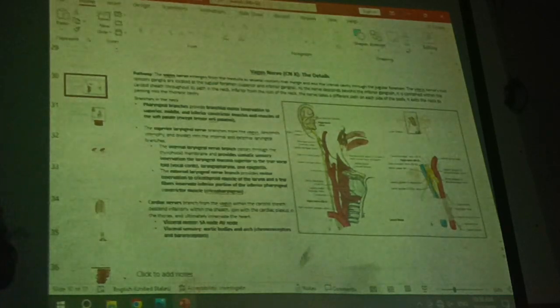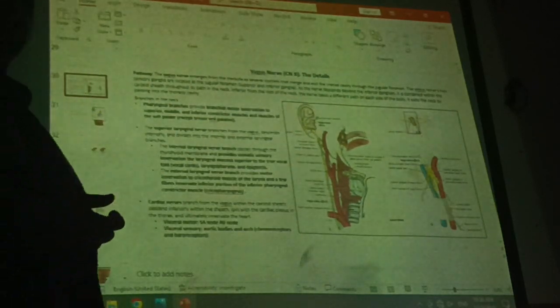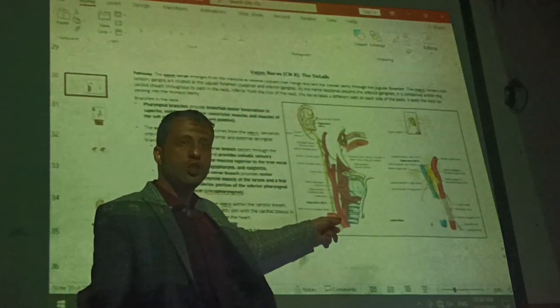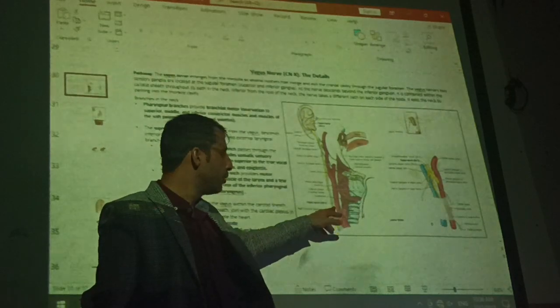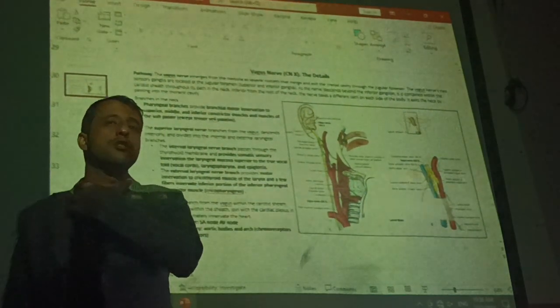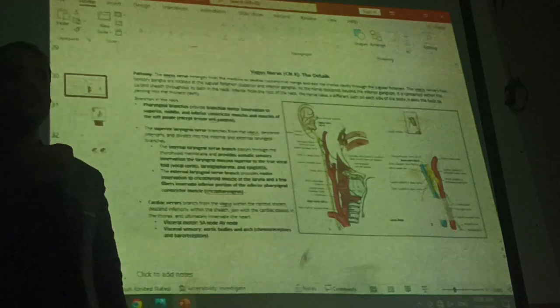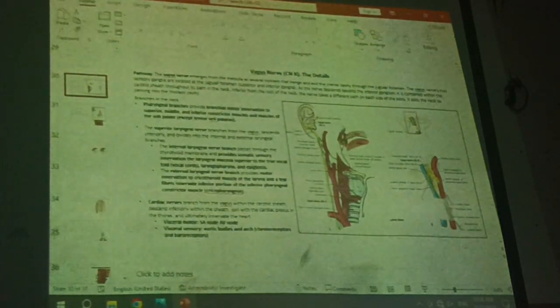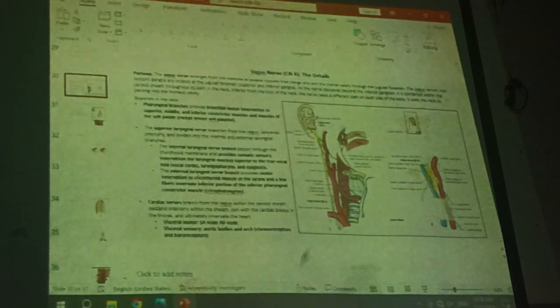Left recurrent is larger than... Left is larger? No. It doesn't depend on whether it is longer and larger or shorter. Why in the right side does the recurrent laryngeal nerve derive from the vagus nerve at the level of the subclavian artery, but at the left side the recurrent laryngeal nerve derives from the vagus nerve at the level of the aortic arch?